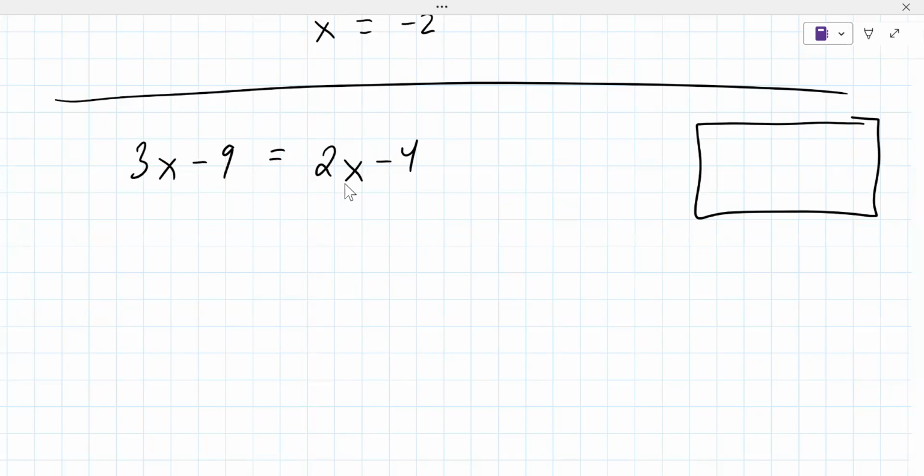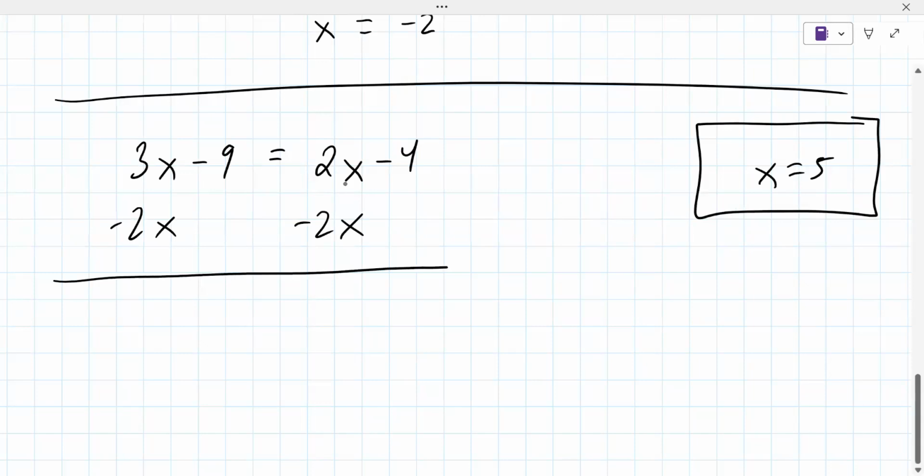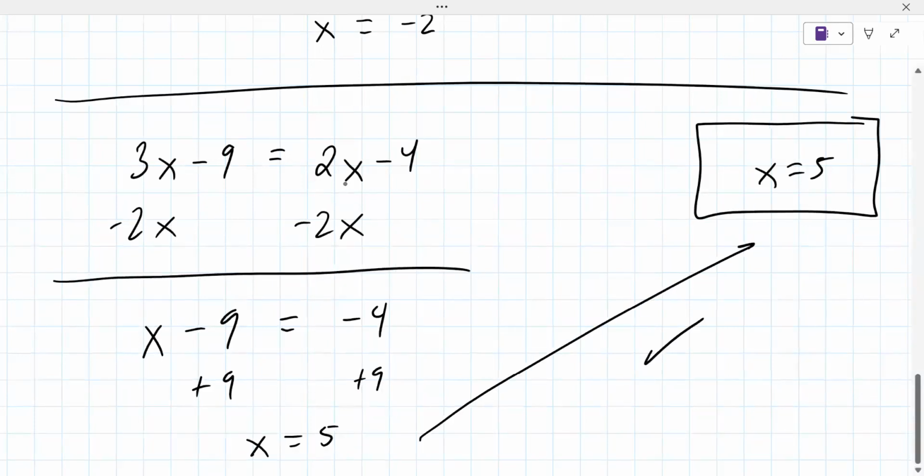X equals 5. Okay, so let's take a look here. You say x equals 5, subtract 2x, subtract 2x. X minus 9 equals negative 4. Add 9 to both sides. X equals 5. Perfect. Good.